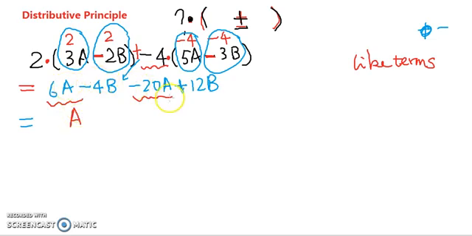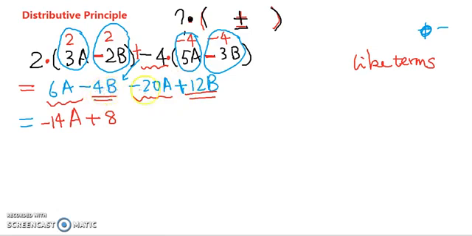If it's a, we still get a. And we're going to subtract the numbers in front of them. So 6 minus 20, which is negative 14. Pick the sign of the larger and subtract the numbers. And for negative 4b and positive 12b, we pick the sign of the larger.